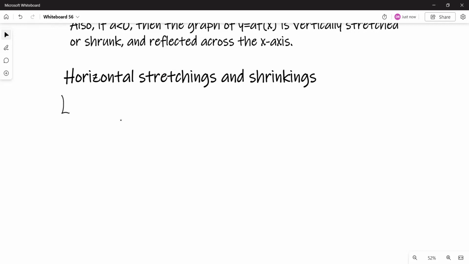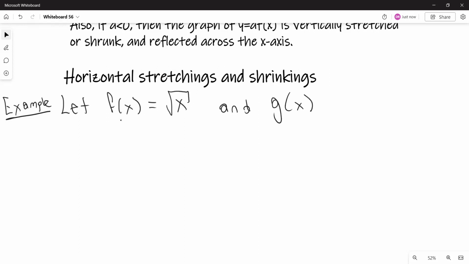So we're going to let f of x be the square root function. So that's a new example. So let f of x be that, and g of x is going to be f of 2x. So we are multiplying the input x by 2. Or if f of x is the square root of x, g of x is going to be the square root of 2x.